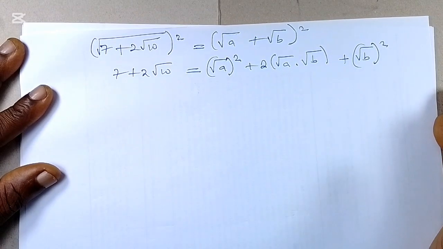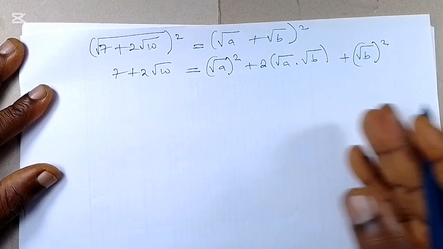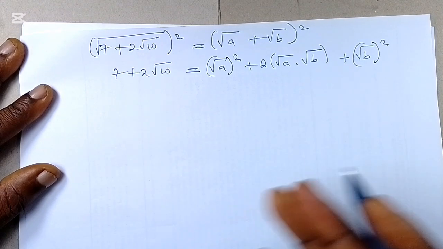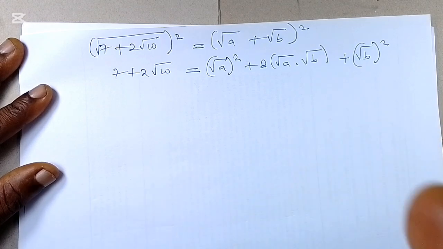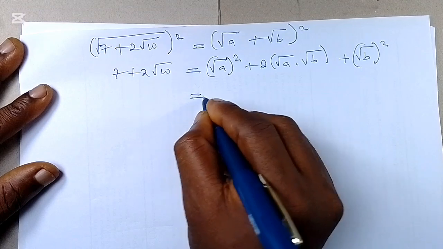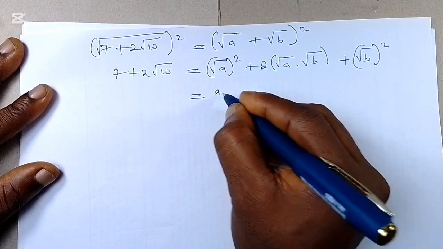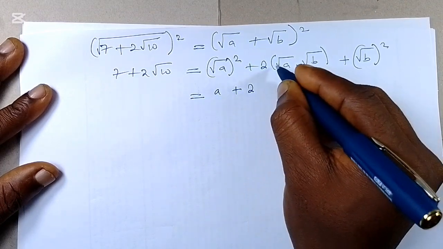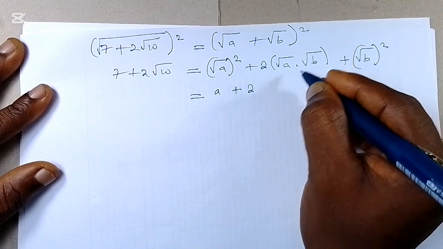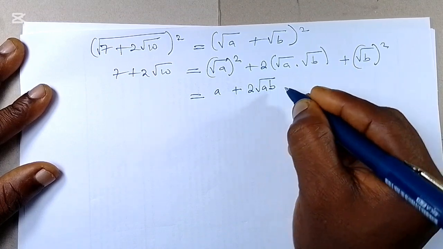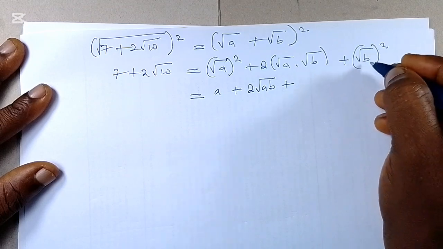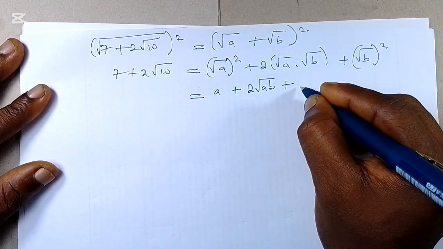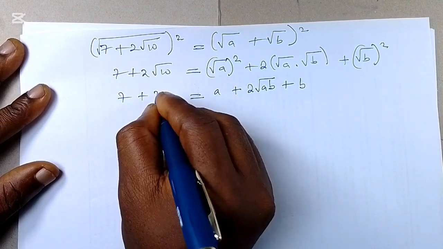Now this is a simple way to just expand. You can visit my previous videos on binomial expansion, although I'm going to be having a lecture on binomial expansion very soon, and I'll be uploading that video, so please watch out for it. Now this will give you the square of root A, which is A, plus root A times root B, which gives you 2 root AB, plus the square of root B, which gives you B. So this will be 7 plus 2 root 10.